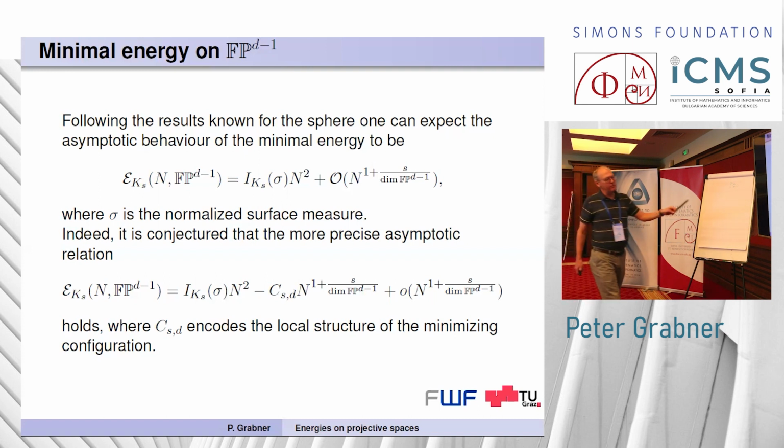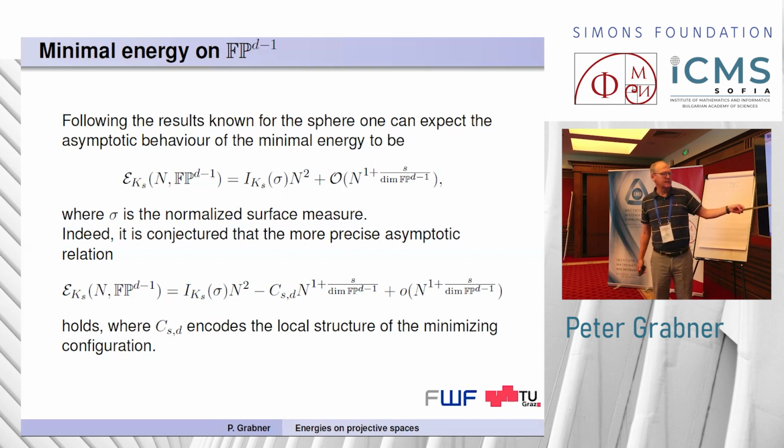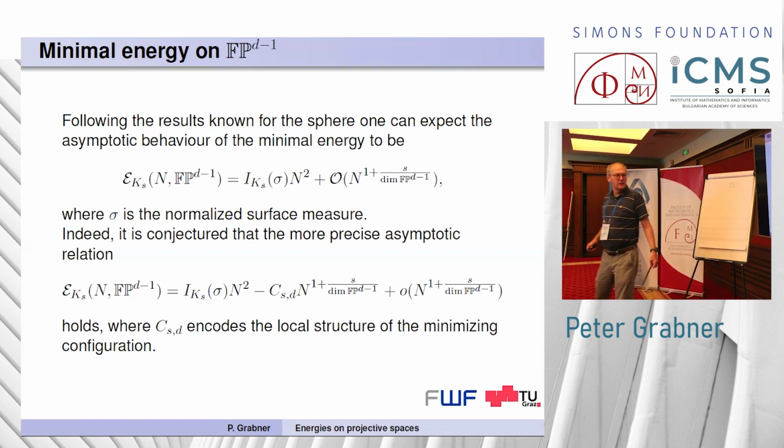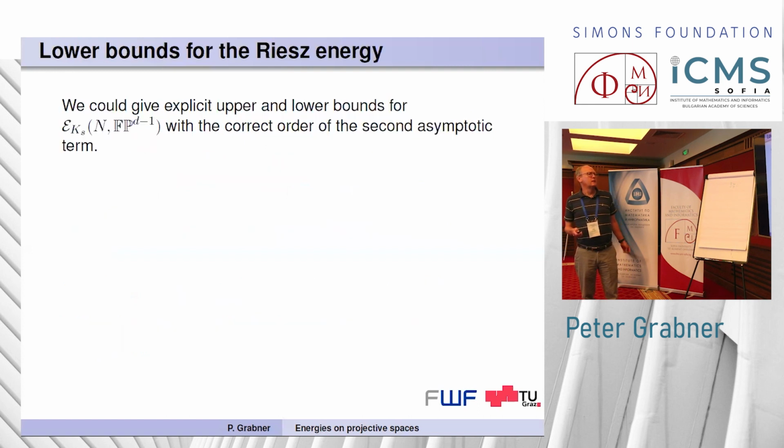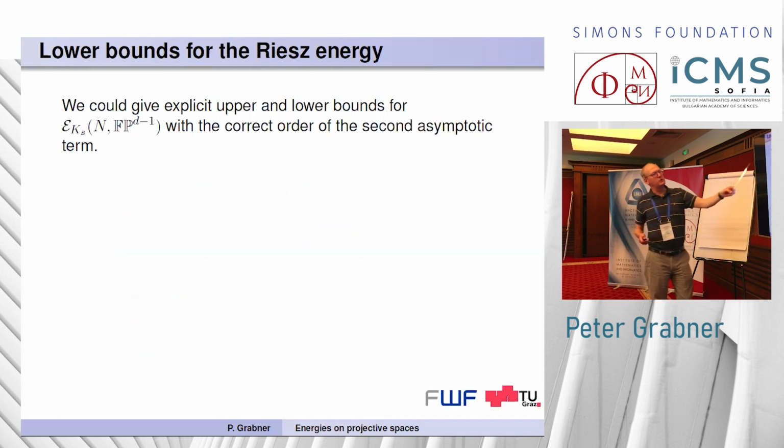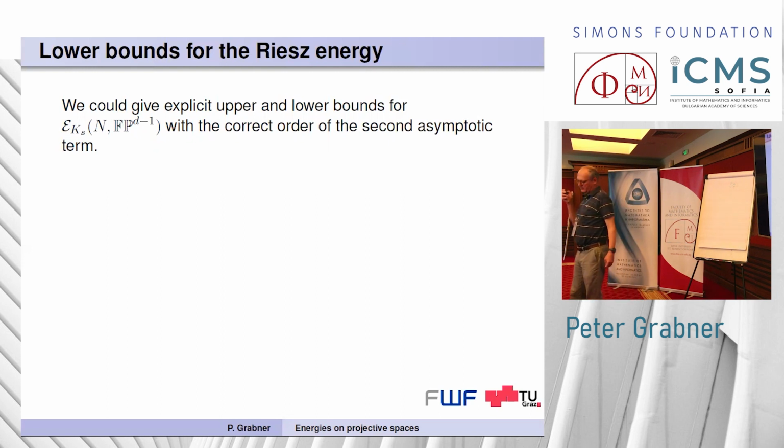So there's also a logarithmic energy that is usually associated to s equals 0, and then this term becomes an n log n. Okay, and what we achieved was to give upper and lower bounds for these energies, and that shows that the second order term, at least, has the correct order of magnitude. Of course, this does not prove that there is a second asymptotic term.